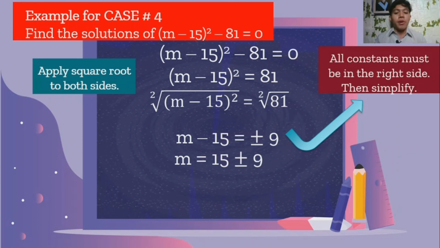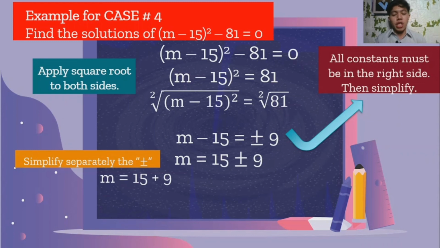So, we have m is equal to 15 plus or minus 9. And then, simplify natin separately yung plus at minus. So, magiging m is equal to 15 plus 9. Yung isa naman ay m is equal to 15 minus 9. So, simplify mo lang yan. 15 plus 9, that is equal to 24. And then, sa kabila naman, 15 minus 9, that is equal to 6. Okay? Therefore, yung two solutions natin ay m is equal to 24 and m is equal to 6.